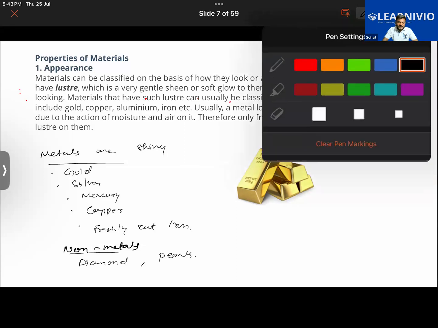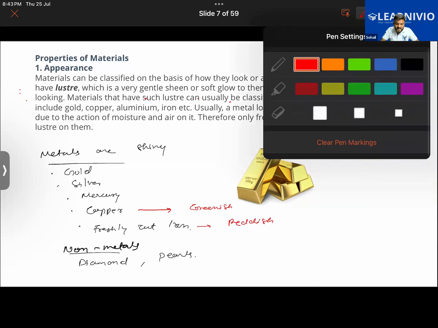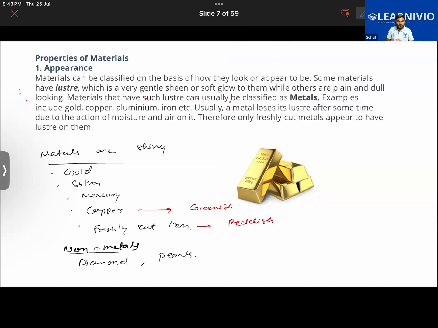Generally, we have some metals which will not lose their luster, like gold, silver or mercury. They will not lose their luster for a long time. Copper loses its luster after some time. Copper and iron will become rusty. Copper will become greenish after some time, and iron will become reddish orange when it reacts with water and oxygen. You can see that, right? That is because of rust on it.